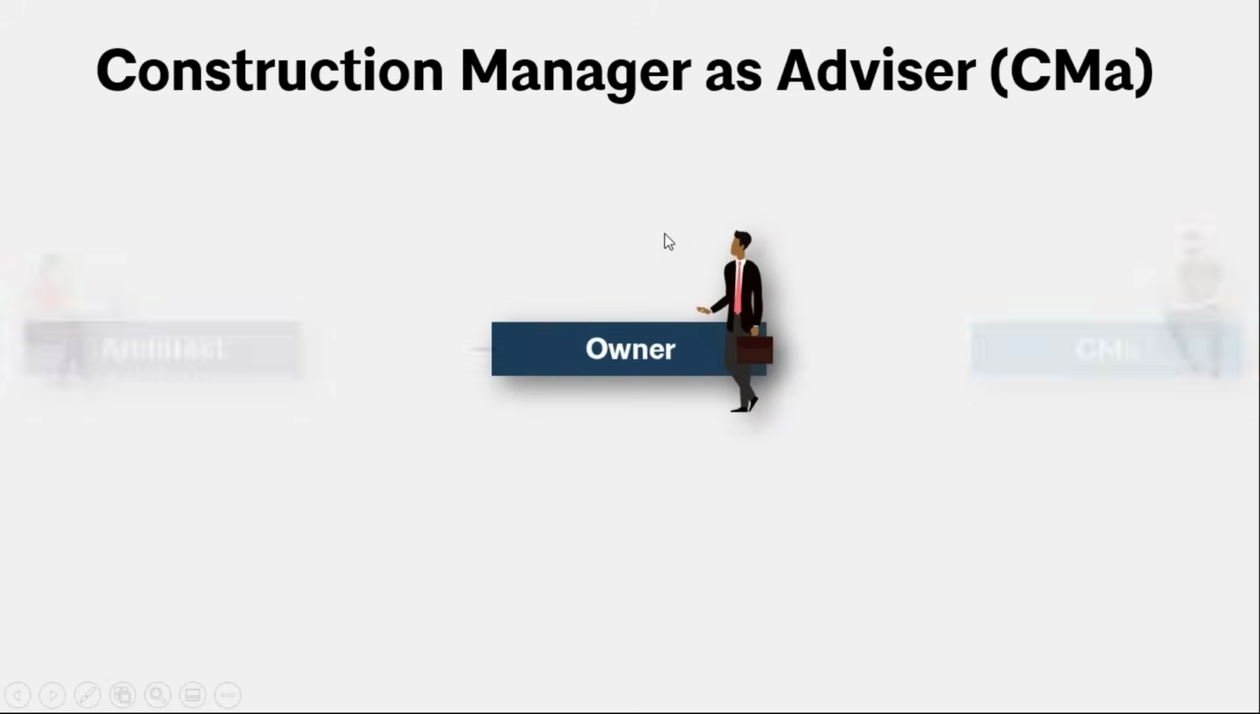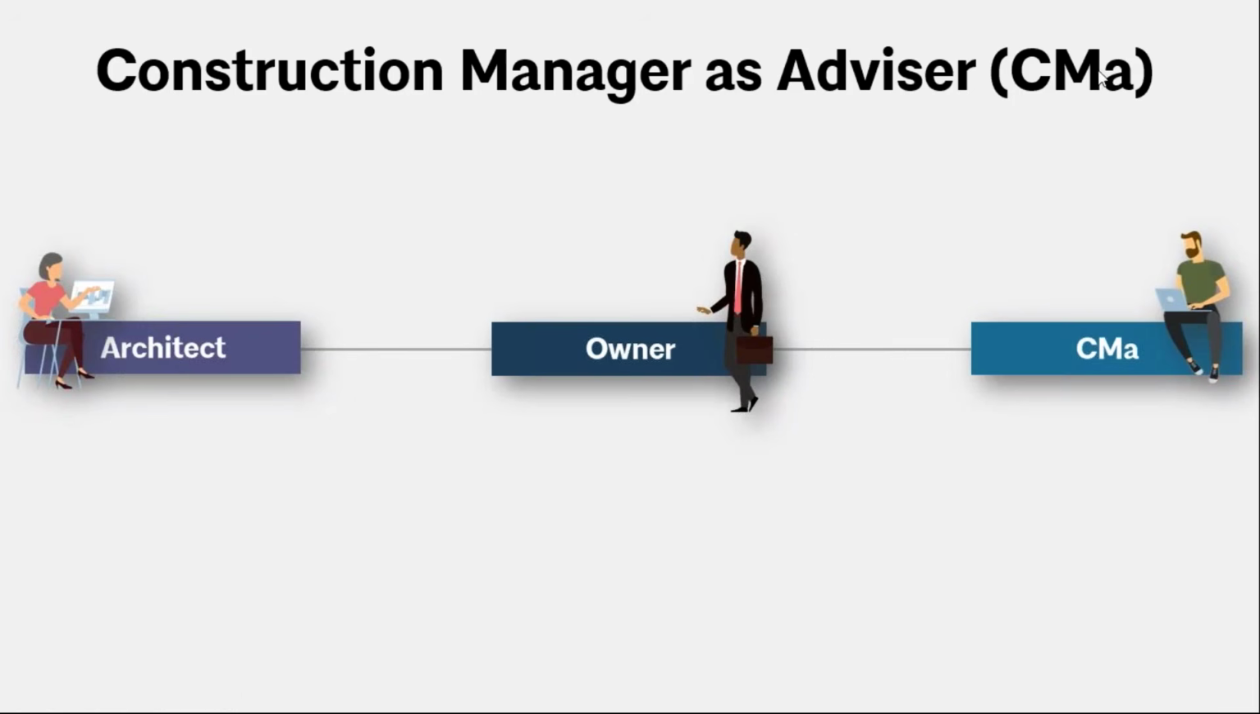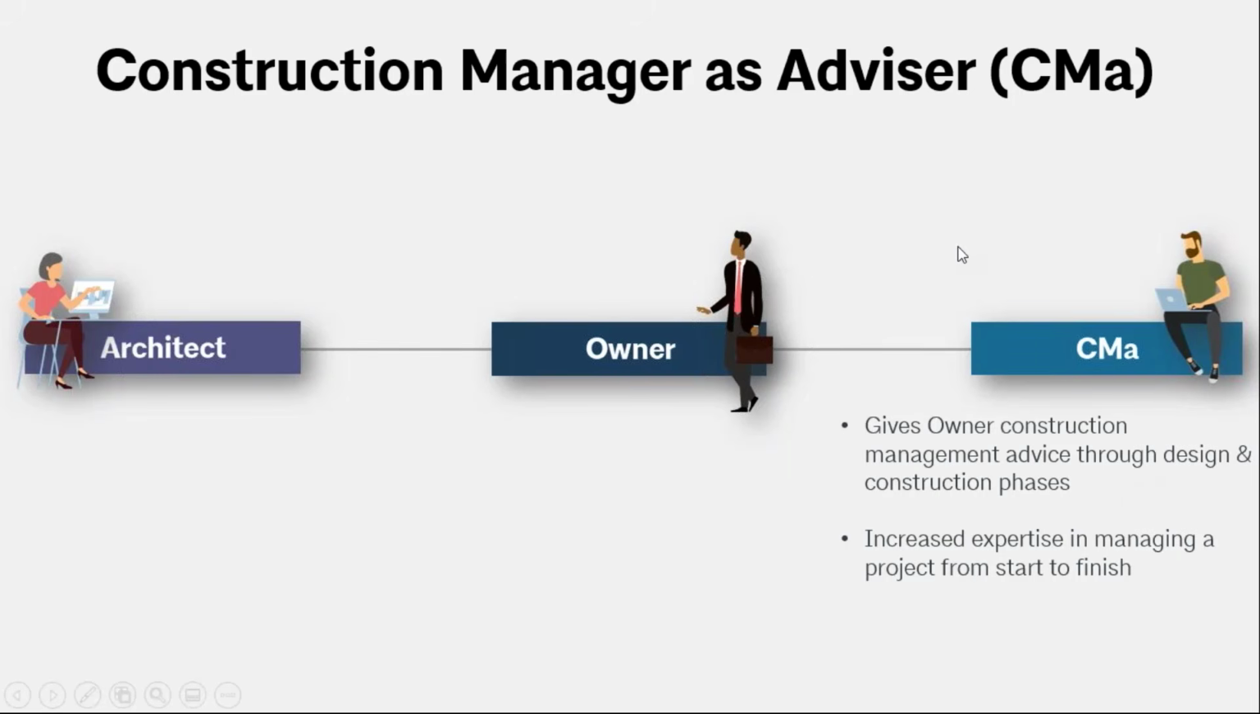The owner is still going to retain an architect, but also around the same time, the owner is going to retain a CMA, or a construction manager as advisor. Now that CMA is going to give the owner construction management advice through both the design and construction phase as well. So the CMA is also going to have increased expertise in managing a project from start to finish, which makes sense given the nature of the role.